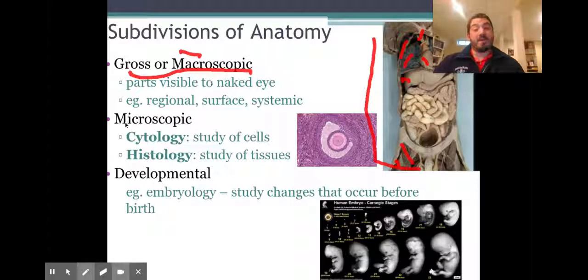Opposite of macroscopic, we have microscopic, right? Things that you would need a microscope to see. So really, really small parts of the anatomy. And kind of two subcategories of that. We could have cytology, so the study of cells. So maybe you're looking at red blood cells in the cardiovascular system, all right? And we could have histology, which is the study of tissues.